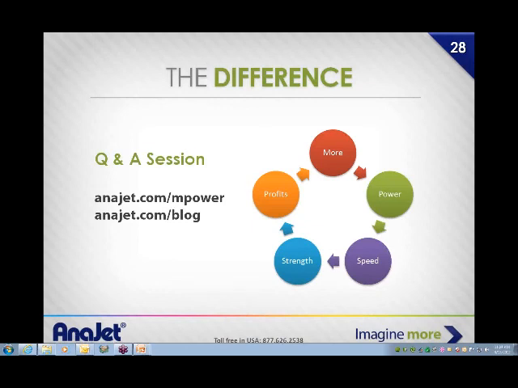Any recommended T-shirts for the mPower? Yeah, you know what? Email me, and I'll reply back. We have about 10 or 11 vendors that we use pretty exclusively that we're really happy with. I can send you their contact information.